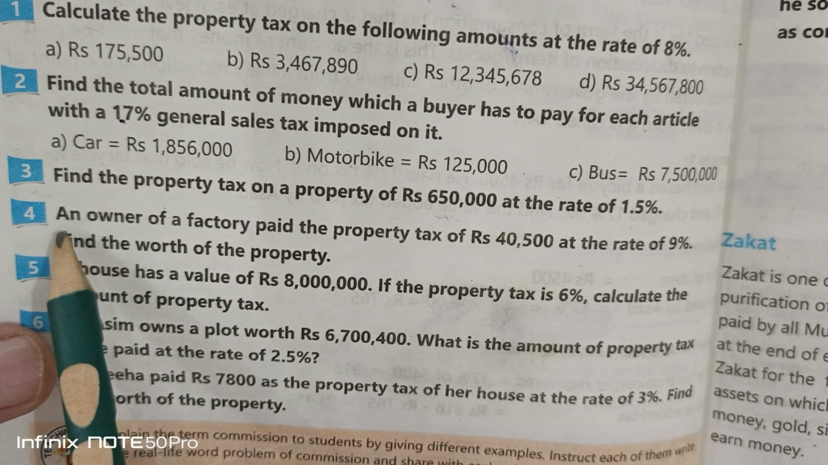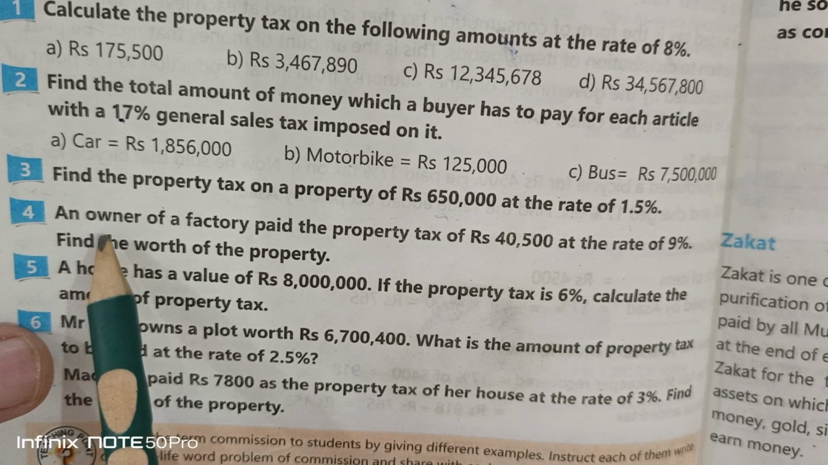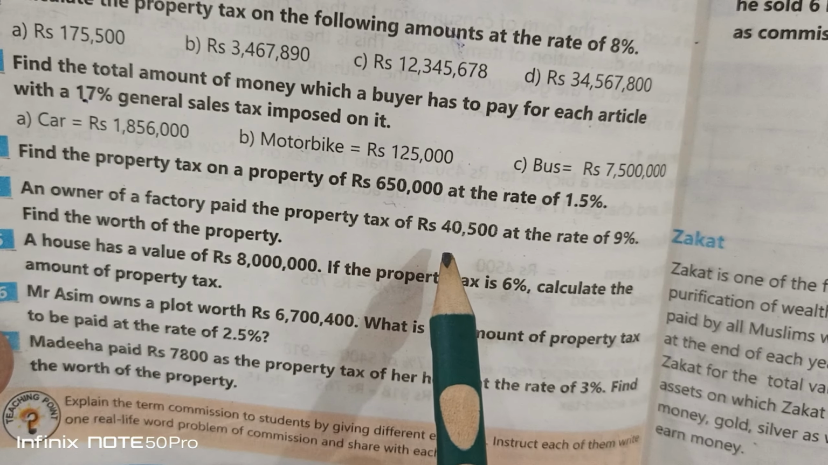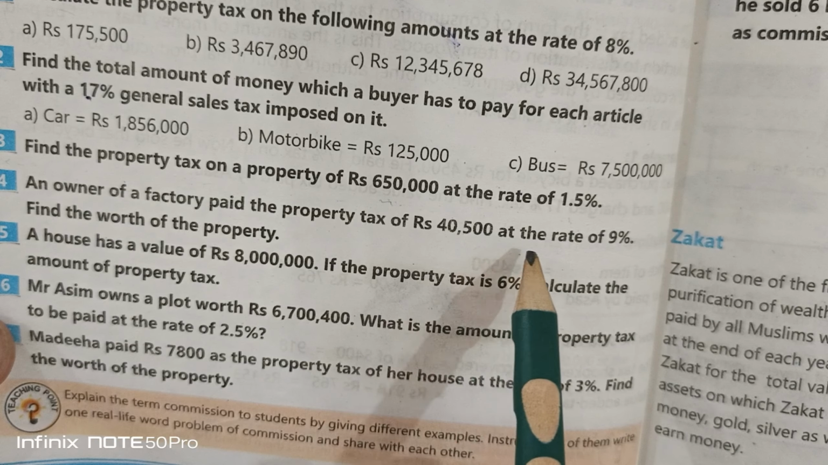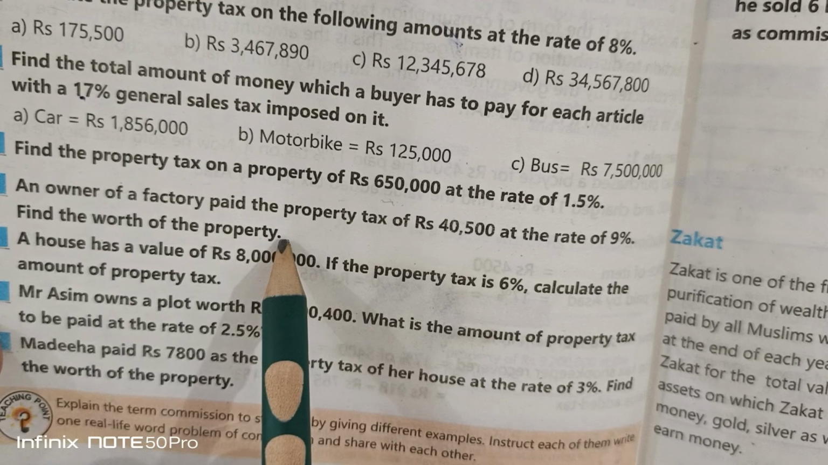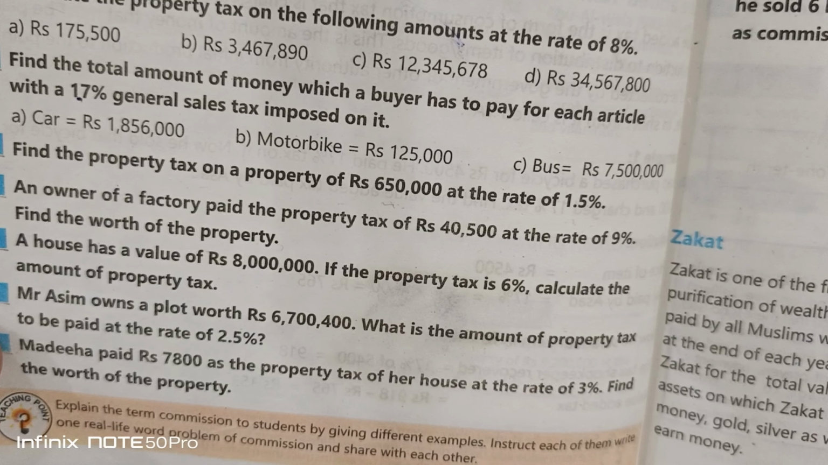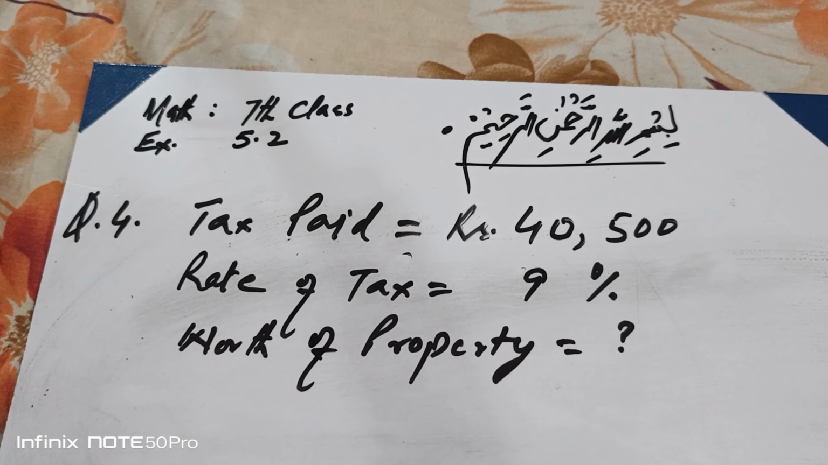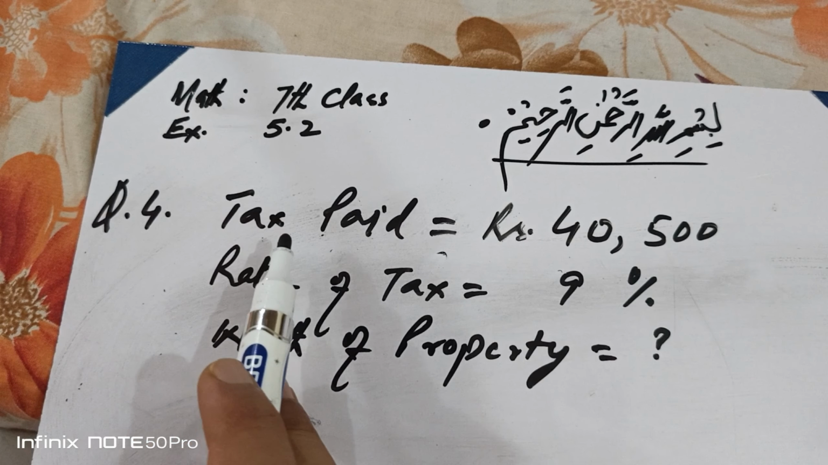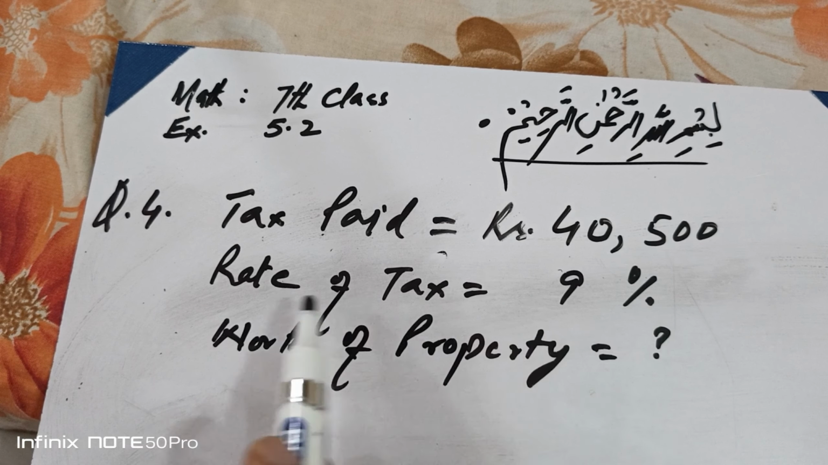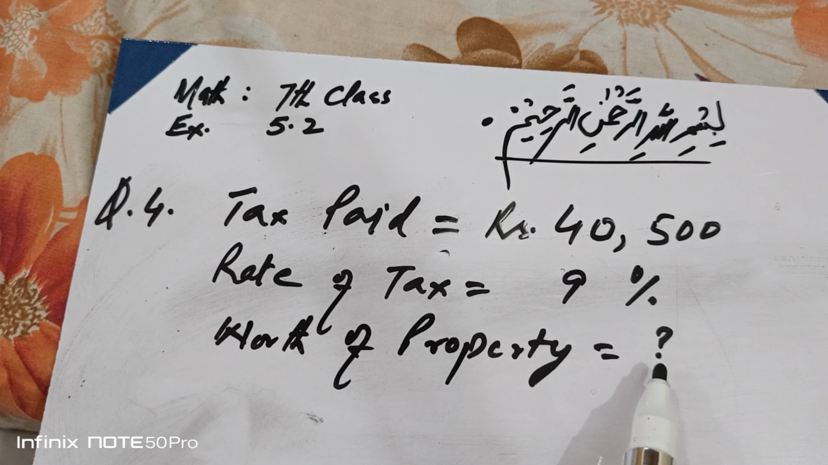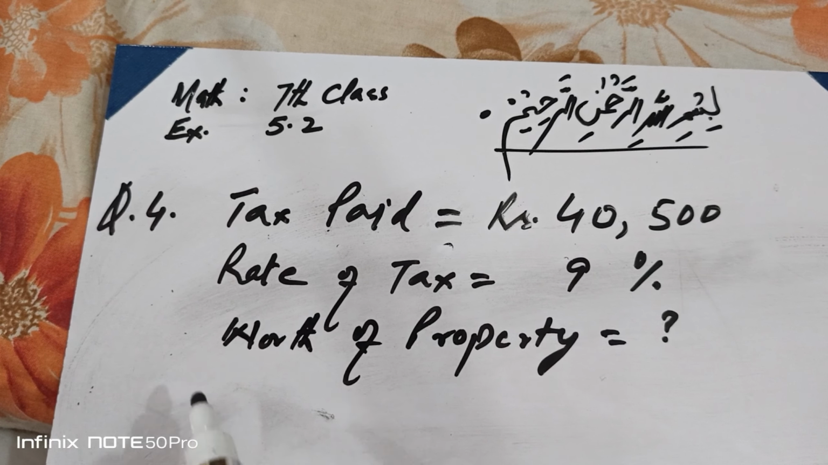Okay, moving towards next question, question number 4. An owner of a factory paid the property tax of rupees 40,500 at the rate of 9%. Find the worth of the property. Moving towards solution. I have already written the data of this question number 4. Tax paid rupees 40,500. Rate of the tax is 9%, and worth of property we have to find.